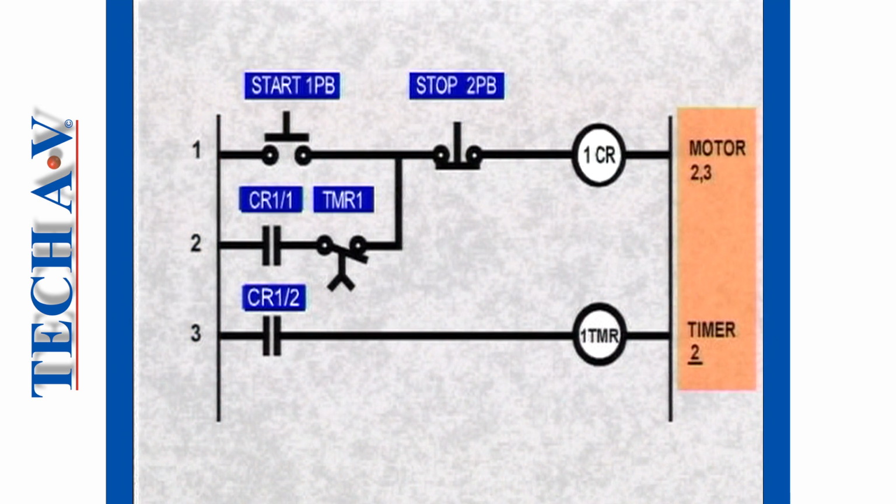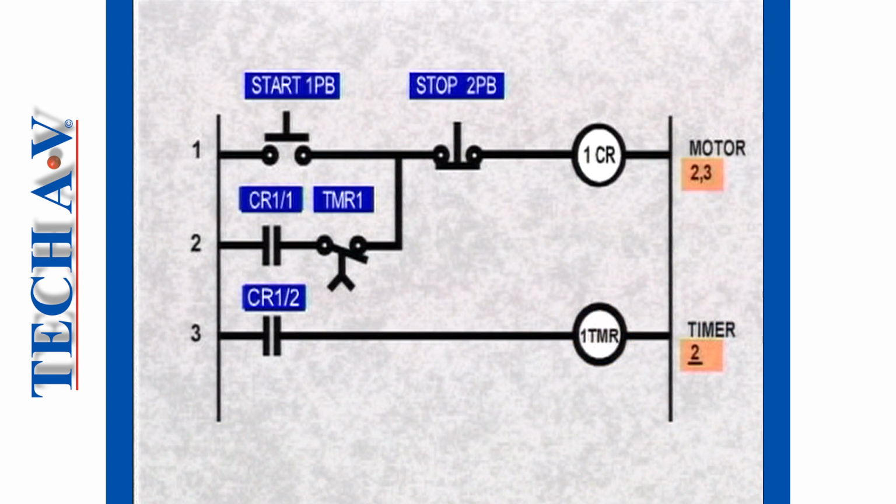Outside the right-hand rail, notice that certain information is provided. Firstly, each coil is identified by its function. Coil 1CR is the motor control coil being used to switch power to the motor. And coil 1TMR is the timer or delay-on relay controlling the runtime of the motor.